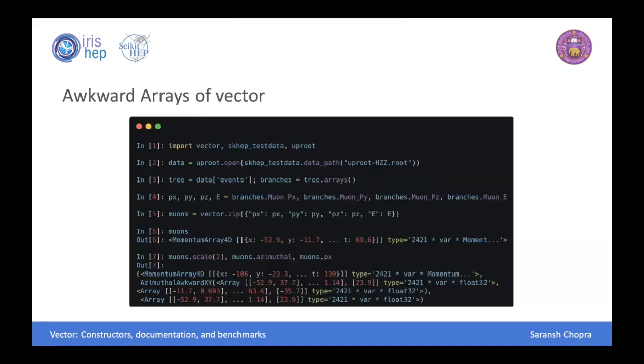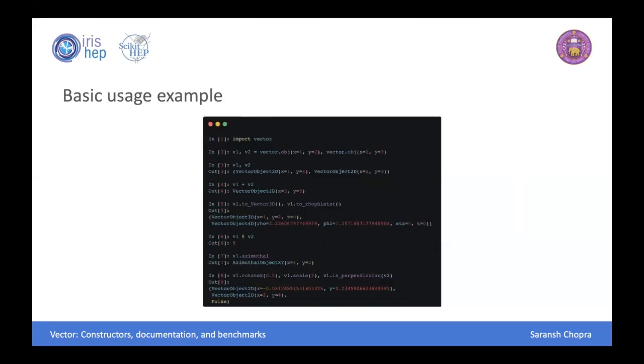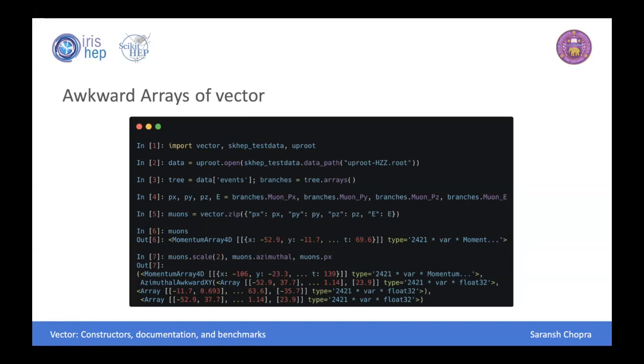Then, as Vector was developed for HEP, you can create Awkward arrays of vectors. So in this particular example, I take in data from scikit-hep-testdata and put it all into vector.zip, which constructs a momentum 4D vector array, which is basically a list of vectors with variable length, and you can perform the same calculations on this particular array which you were performing on a single object type vector. So you can scale it, you can gather the azimuthal coordinates, or you can gather the px coordinates because it was a momentum type vector.